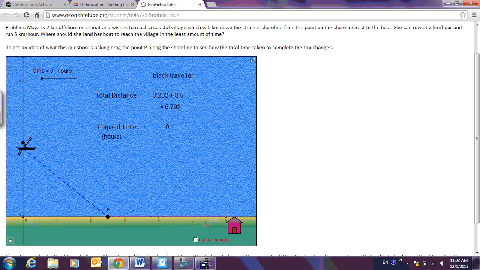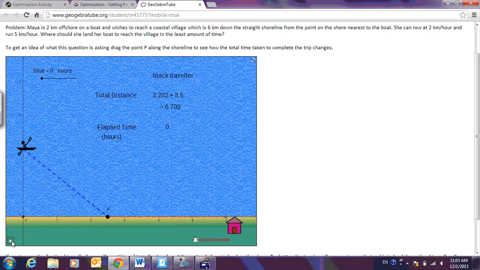And this whole thing is 6 kilometers, and we have this nice little picture here. She can row 2 kilometers per hour and run 5 kilometers per hour. And what we're trying to do here is minimize the time. So it looks like the same picture, but it's a little bit different.